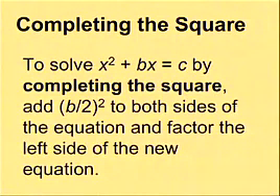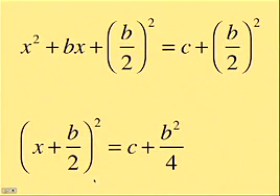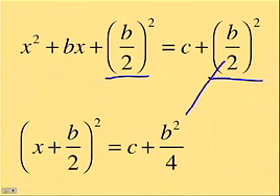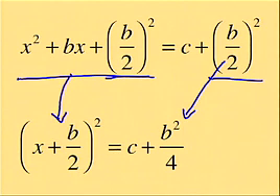To solve the equation x squared plus bx equals c by completing the square, you add the quantity b divided by 2 squared to both sides of the equation, and then factor the left side of the new equation. Specifically, if you have x squared plus bx, then we're going to add to that b divided by 2 squared equals c plus the quantity b divided by 2 squared. What that would then simplify to, of course, over here we get b squared over 4, but on the left side we factor it, and it becomes x plus b over 2 quantity squared.